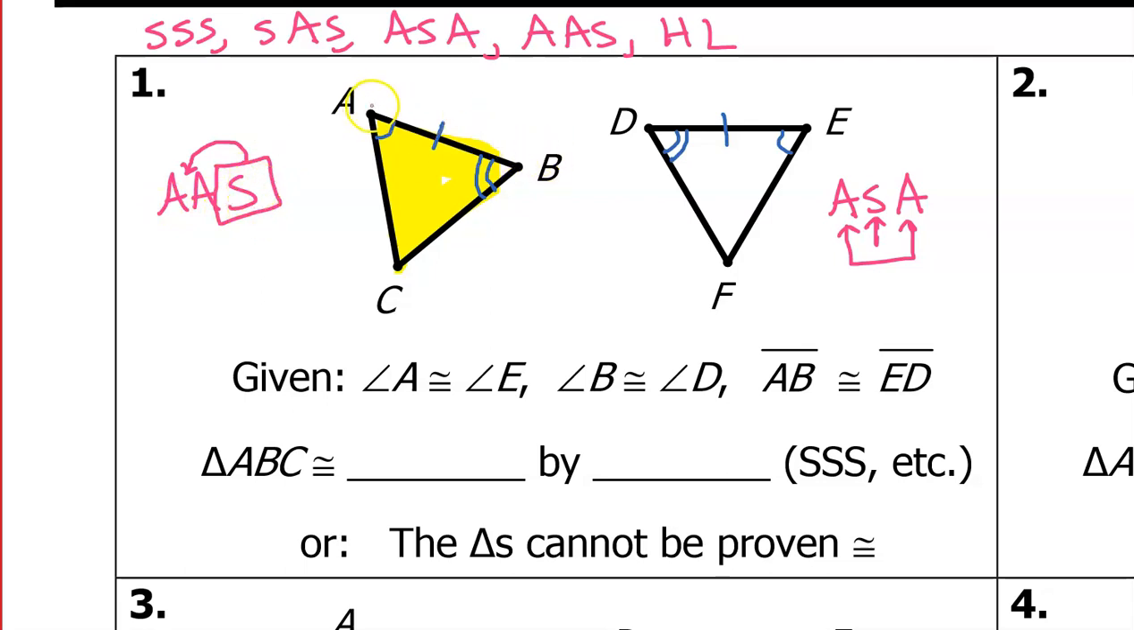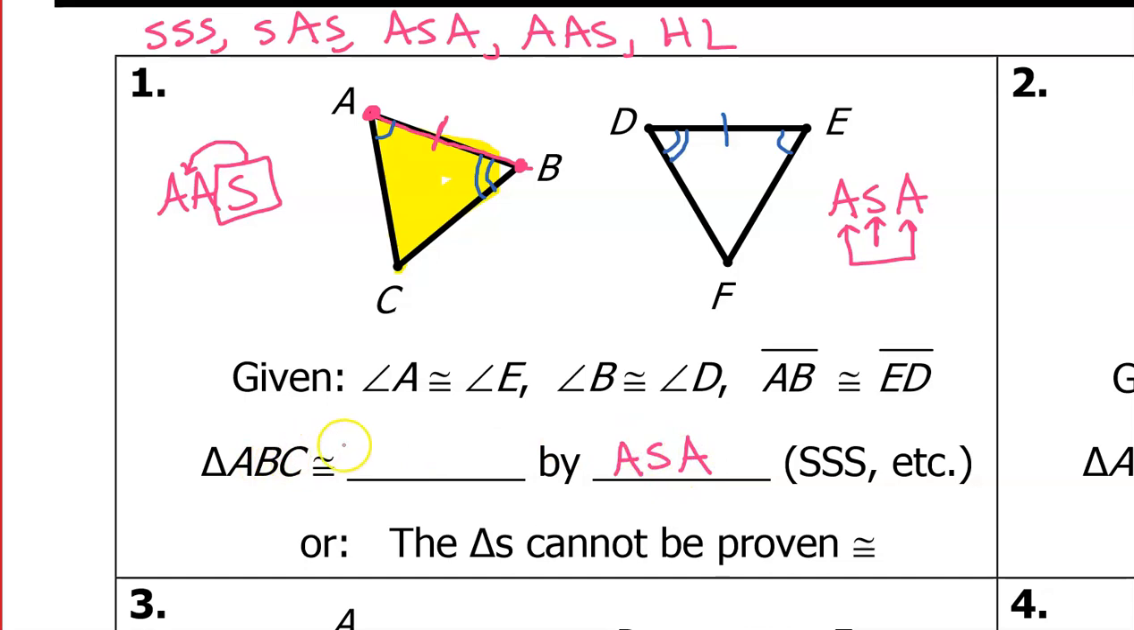Well, here is one angle. Here is the other marked angle. The side between them would be, if I connected them, is that the side that is marked congruent? Yes. So this side is between the two angles. That makes this an angle, side, angle situation. So I'm going to go ahead and put angle, side, angle.